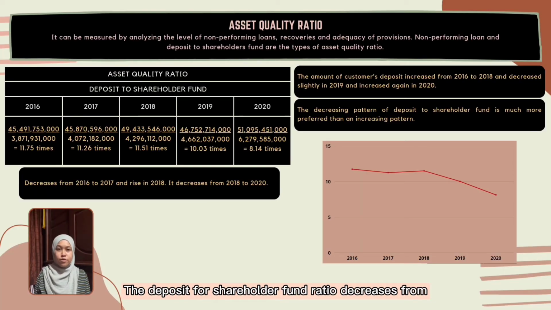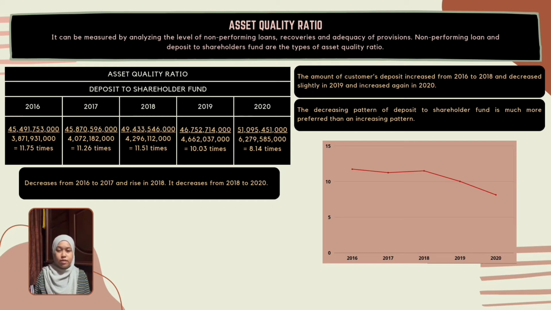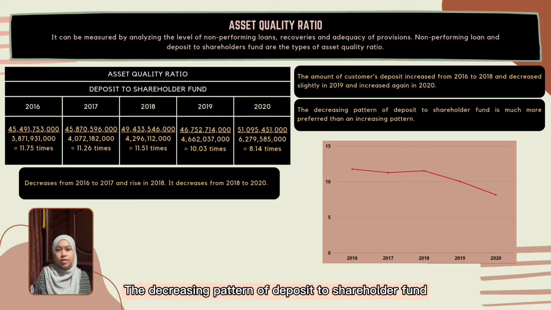The deposit to shareholder fund ratio decreases from 2016 to 2017 and rises in 2018. It decreases from 2018 to 2020. The decreasing pattern of deposit to shareholder fund is much more preferred than an increasing pattern.